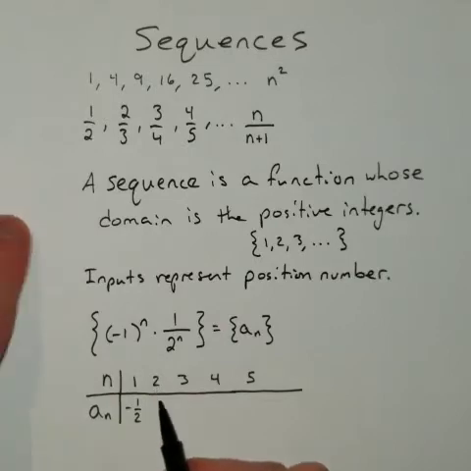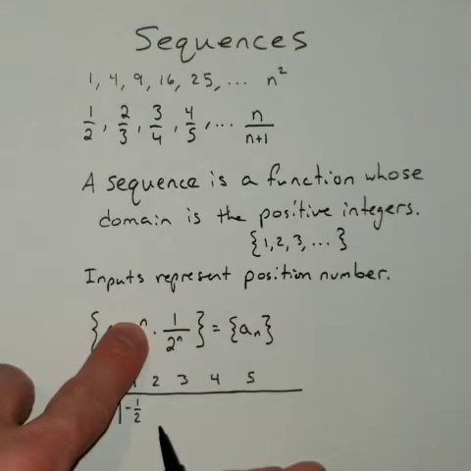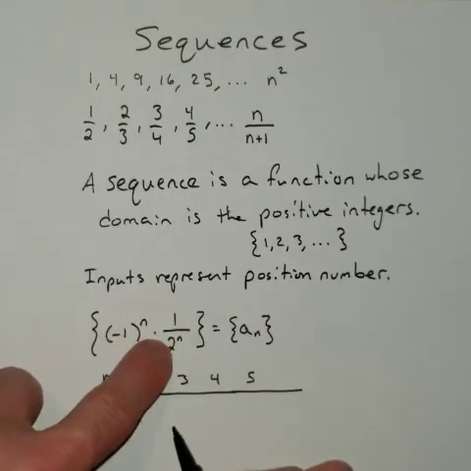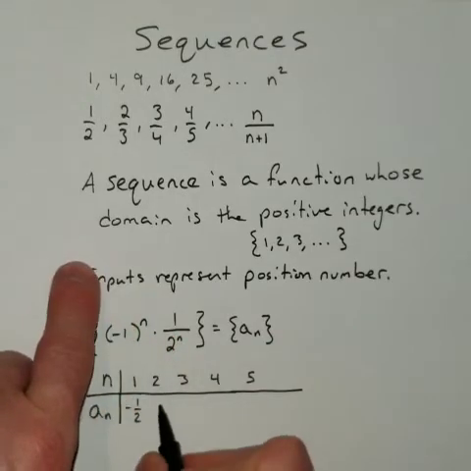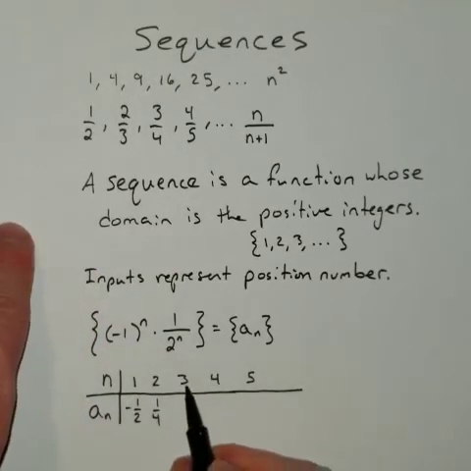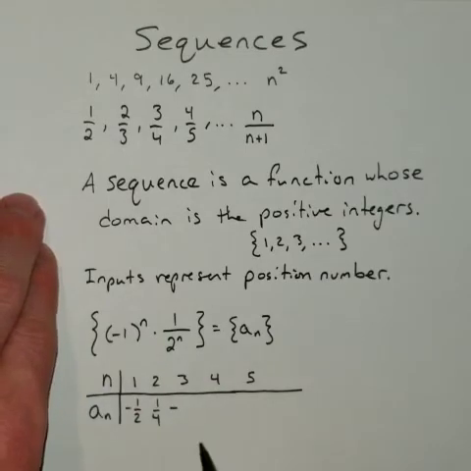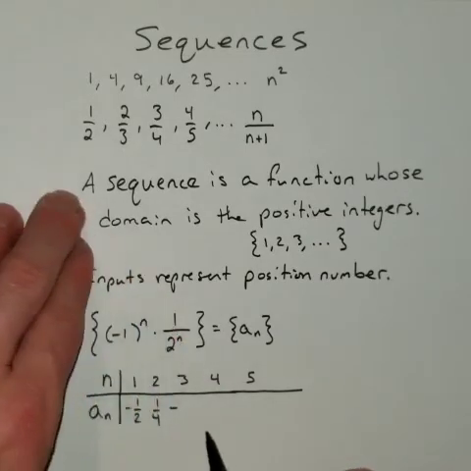With an n value of 2, I would get -1 squared, which is positive 1, times 1 over 2 squared, which is 1/4, so it's positive 1/4. If I plug in 3, I get -1 to the 3rd, that's a negative, and then 1 over 2 to the 3rd is 1/8.